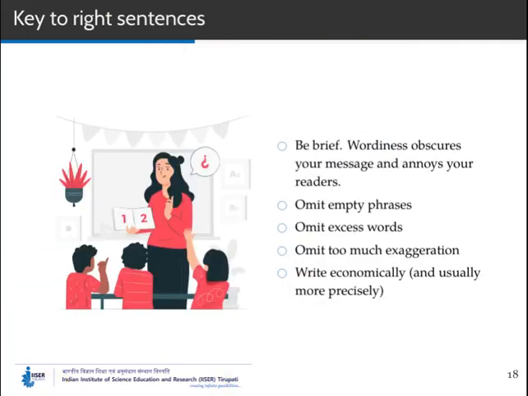The key to writing a sentence is that it's like doing a math problem. There is no space for jargon and excessive words. Of course, the reverse is also true, but always try to be brief. Omit empty spaces versus omit words. Importantly, don't give too much exaggeration to the work.